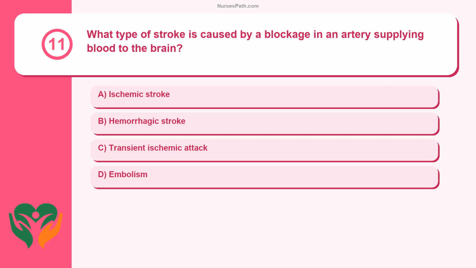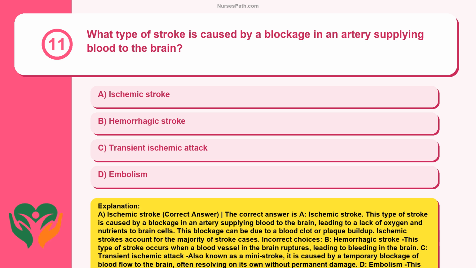Question 11. What type of stroke is caused by a blockage in an artery supplying blood to the brain? Ischemic stroke, hemorrhagic stroke, transient ischemic attack, embolism. A. Ischemic stroke, correct answer. The correct answer is A, ischemic stroke. This type of stroke is caused by a blockage in an artery supplying blood to the brain, leading to a lack of oxygen and nutrients to brain cells. This blockage can be due to a blood clot or plaque buildup.